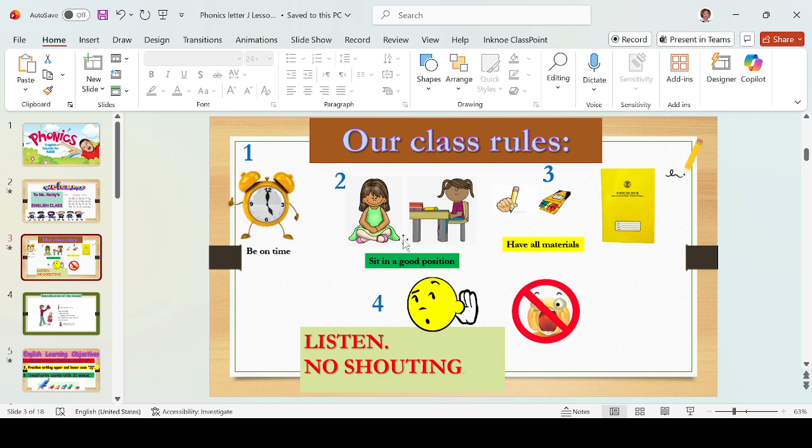Like these two pictures, you choose which one you want and then sit in a good position. And I want you to have your pencil, your crayons, and your notebook, and also to listen very attentively, no shouting or playing, okay? You need to be serious with your lesson. Okay, let's move on.